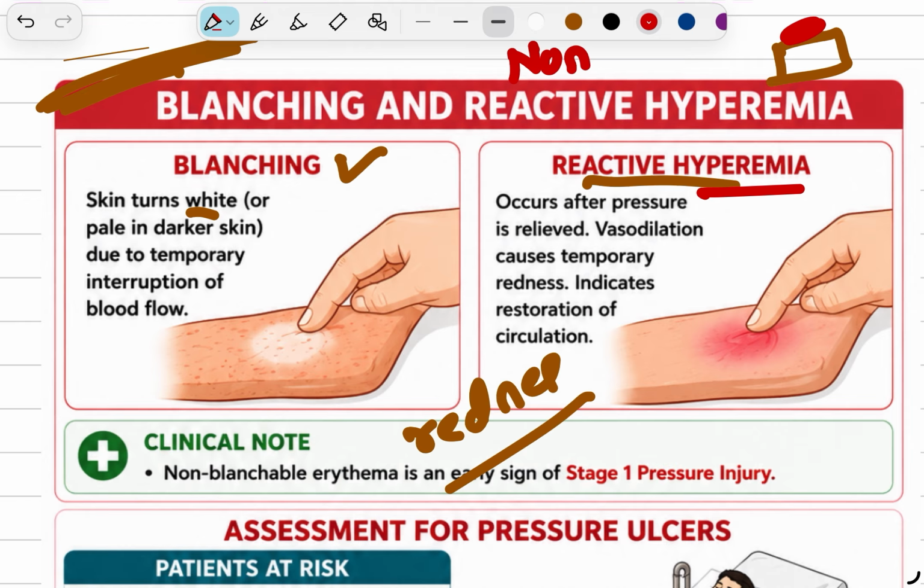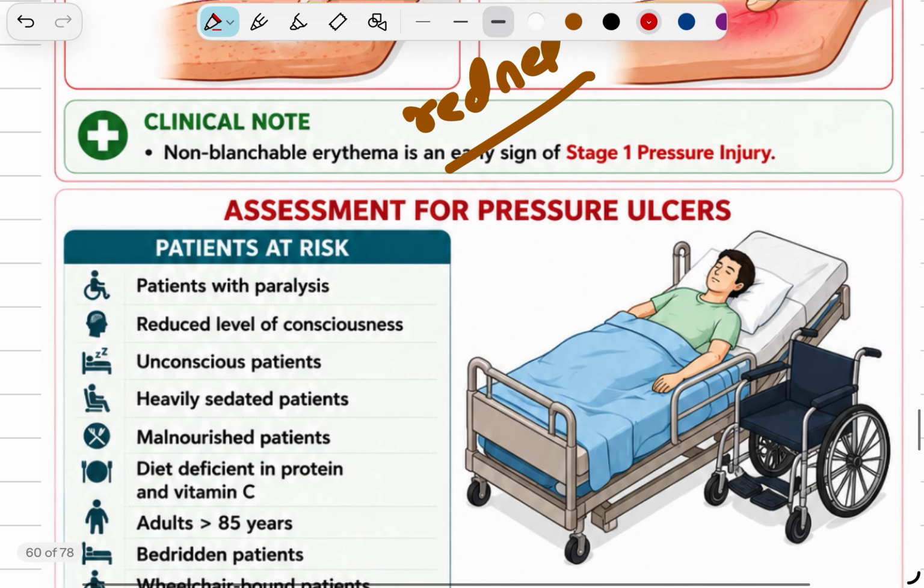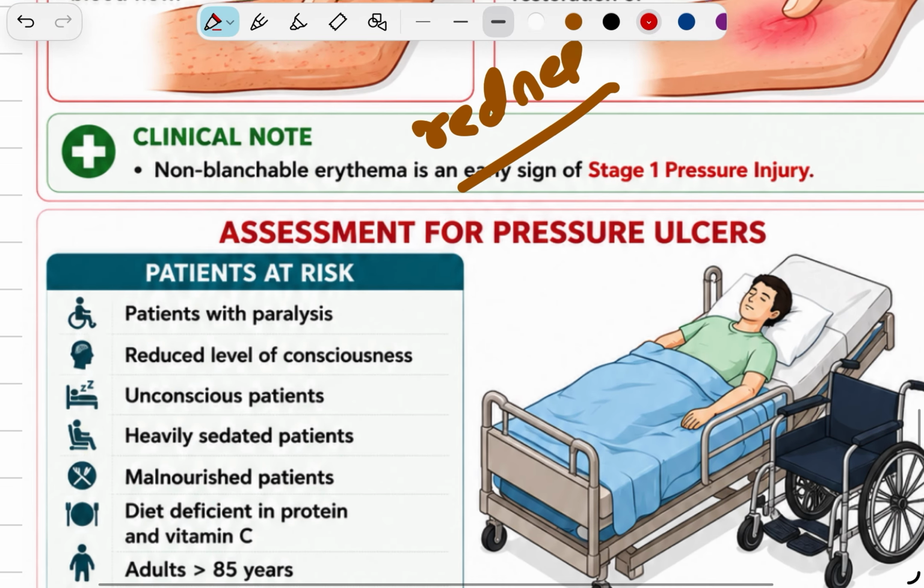Now, the one thing they have mentioned: non-blanchable erythema is an early sign of stage 1 pressure ulcer. Of course it is correct. Non-blanchable means what? It will never turn into white. In stage 1, if red is there, you are pressing and it is not converting into white, then it is non-blanchable. Are you understanding?